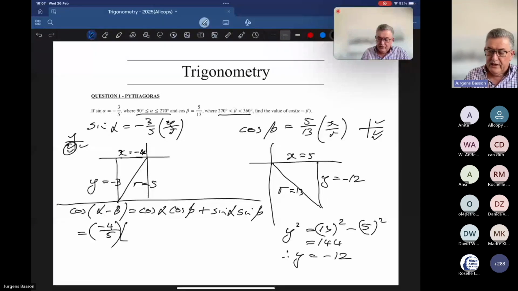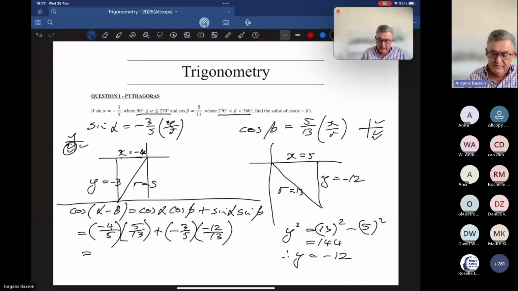Cos of beta, I go to the beta triangle, to this one now. And we have cos of beta, which is x/r, and x is 5, and r is 13. And then there's a plus, and then it's sine alpha. And sine alpha is -3/5. And sine beta is y/r, which is -12/13. I think I'm correct with that.